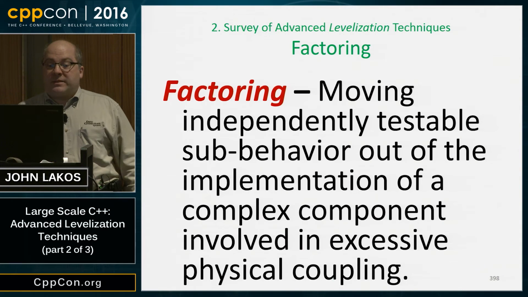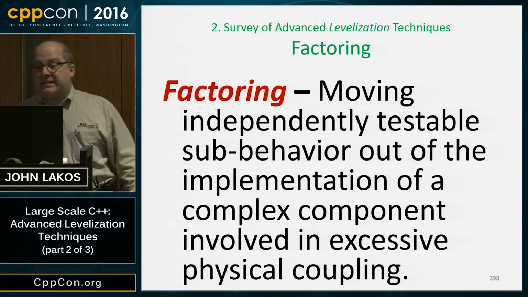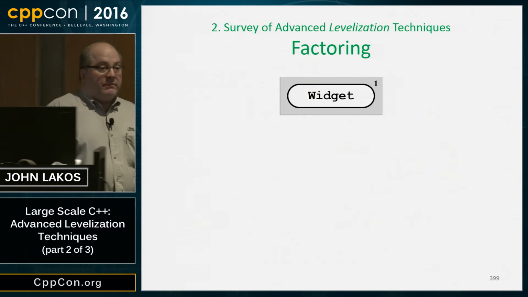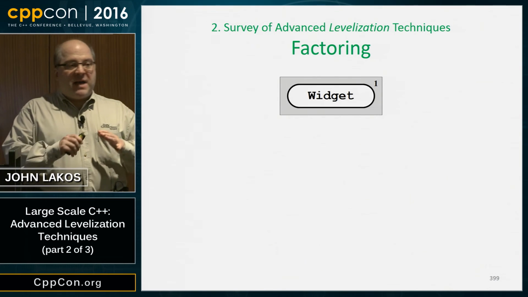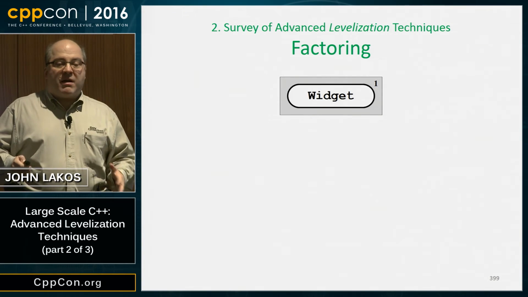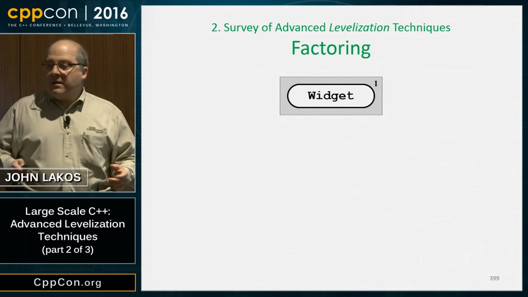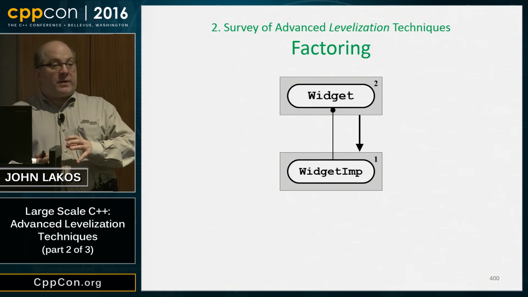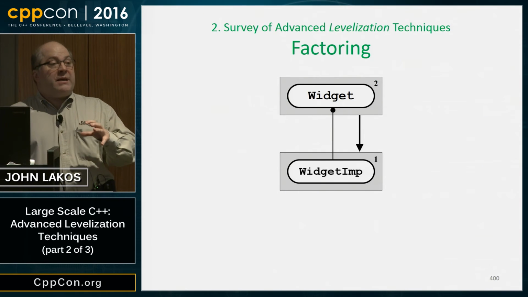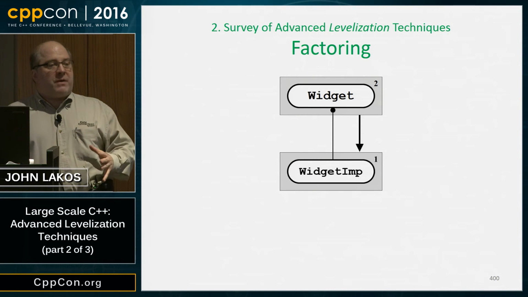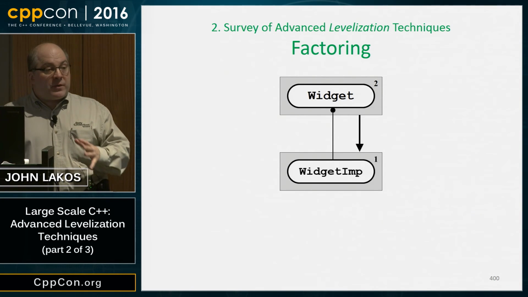All right, next, factoring. Moving independently testable sub-behavior out of the implementation of a complex component involved in excessive physical coupling. That's a mouthful. Okay, suppose I have a widget, and my widget, not a lot of accessors, it's just a lot of functionality that's thrown in there, and it's really big and it's really hard to test. What could I possibly do? Well, one thing I could do is pull, for example, a widget imp out of it, and maybe there are a lot of private methods, but in the widget imp, all the private methods are public. The widget imp is there for testing purposes.